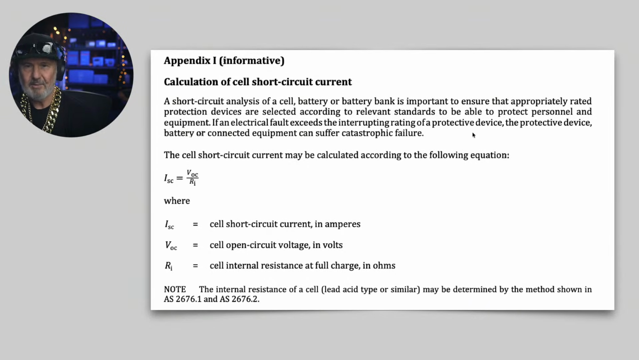So that's really only applicable to lead acid, nickel iron and nickel cadmium cells. And the formula above is for calculating the cell short circuit current. It looks pretty simple. So I_SC, I short circuit, is just the open circuit voltage of the cell divided by the internal resistance of the cell at full charge. Well, piece of cake, right?